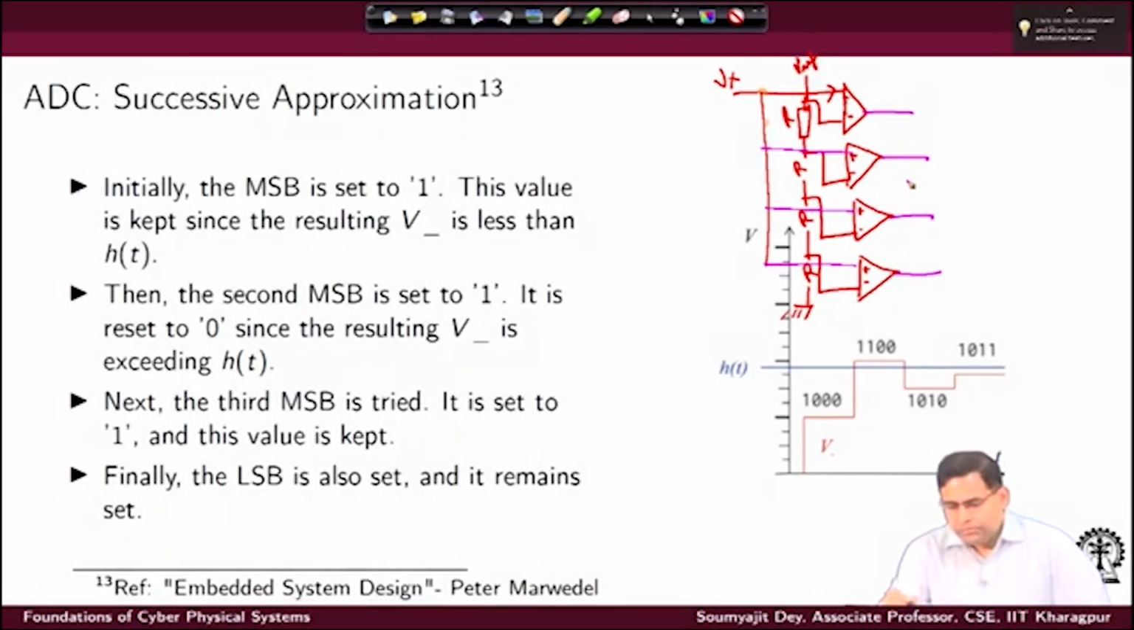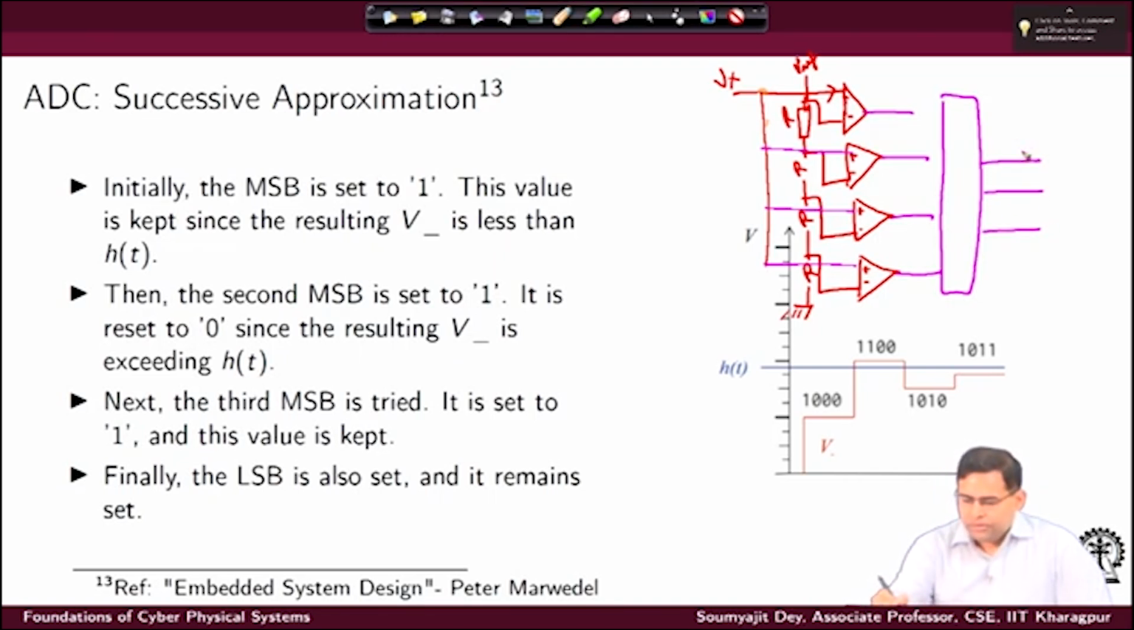Accordingly, these output bit patterns will be sensed, and there would be an encoder circuit here which will take these decisions, whether Vx is greater than or less than Vref, and similarly being compared with 3 Vref by 4, Vref by 2, Vref by 4, and so on.